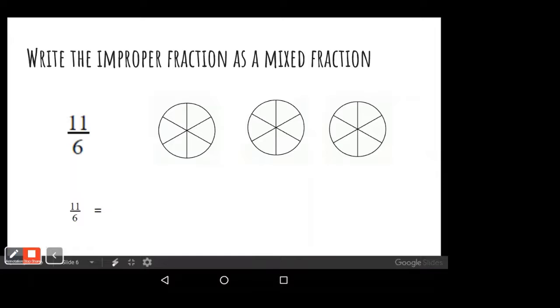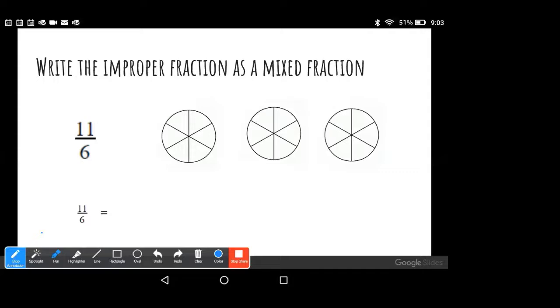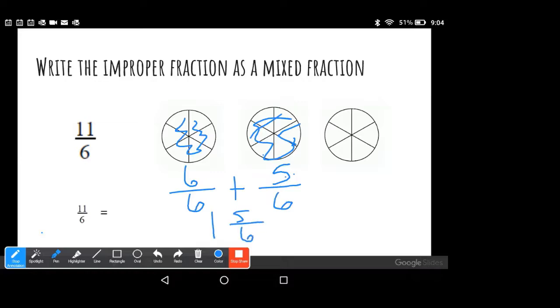So write the improper fraction as a mixed fraction. This is numbers 7 through 10 on your worksheet. I have 11/6, so I color in a whole one. That gives me 6/6. And then I need how many sixths more to make 11/6? I need 5 more. So that gives me 11/6, or it also gives me 1 and 5/6.